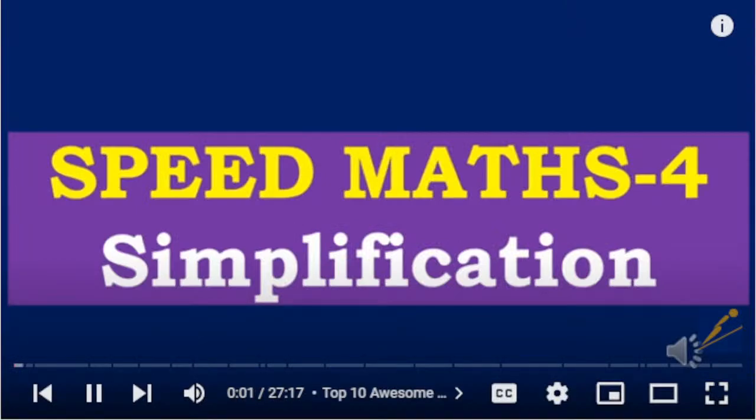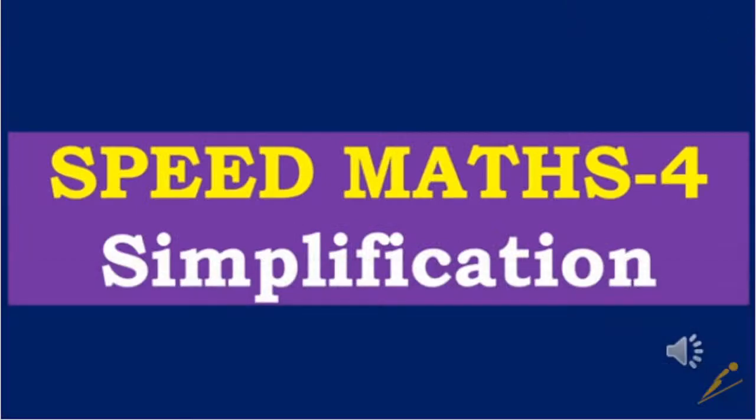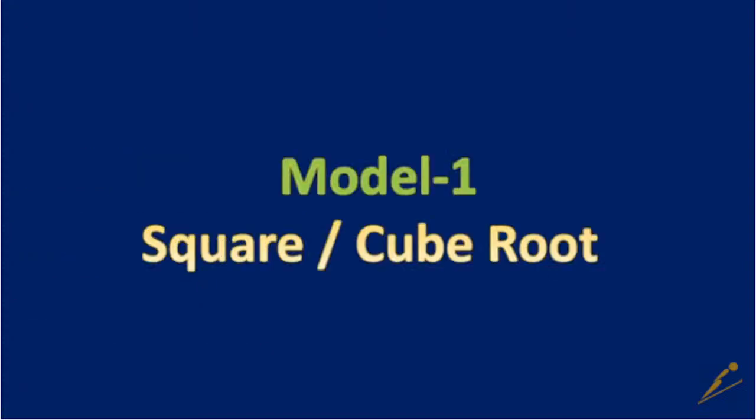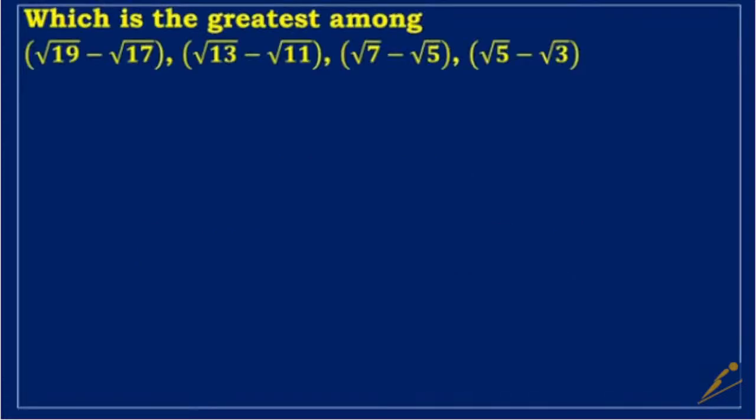Speed Maths 4. Simplification Tricks. Solving questions from simplifications, a well-known rule is called the BODMAS rule. It gives the hierarchy of operations that stands for brackets, order, division, multiplication, addition, and subtraction. Let us now learn the different models for solving simplification problems quickly. The first model of simplification calculation is square root and cube root. Let's look at some examples to understand simplification in terms of square root and cube root concepts.